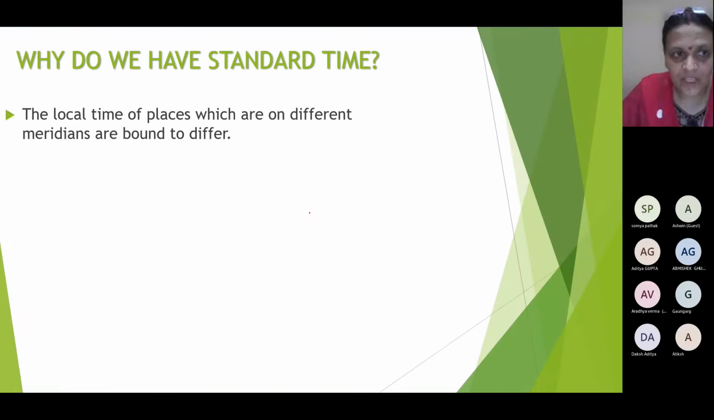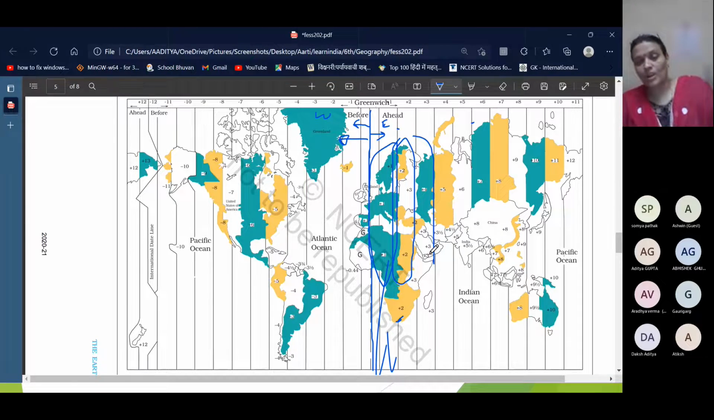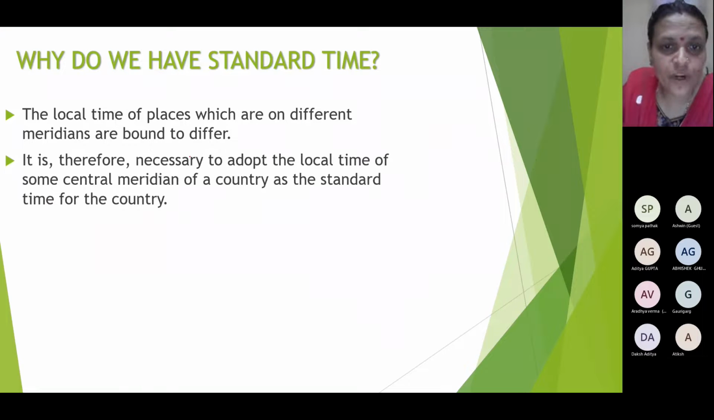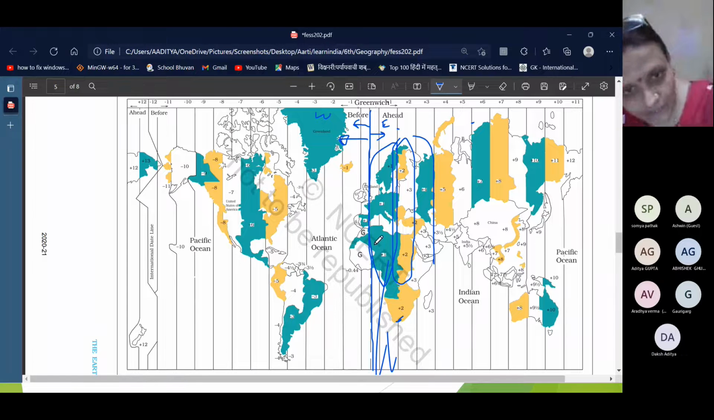Did you understand that? Now, local time of places which are on different meridians is bound to be different. See, if somebody is here and somebody is here, the time is definitely going to differ because of the position of the sun. It is therefore necessary to adopt the local time of some central meridian of a country as the standard time of the country. So for each and every country, they took one standard meridian.